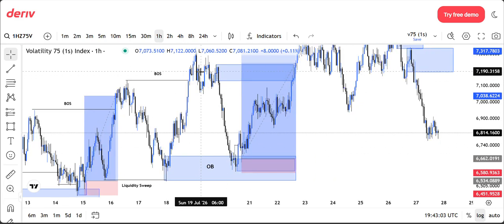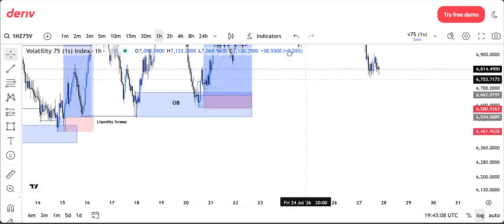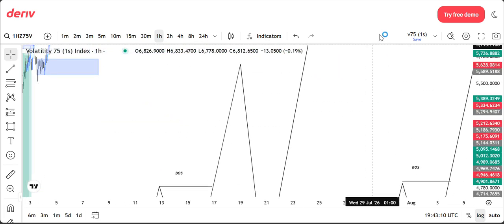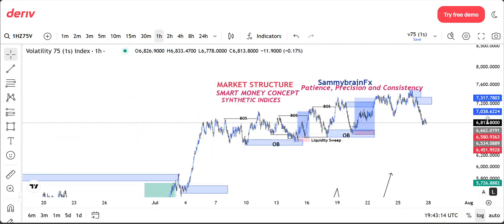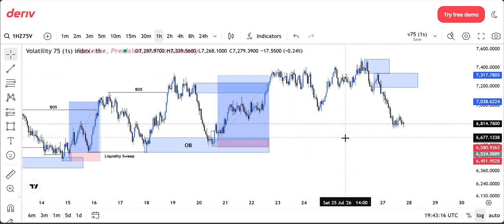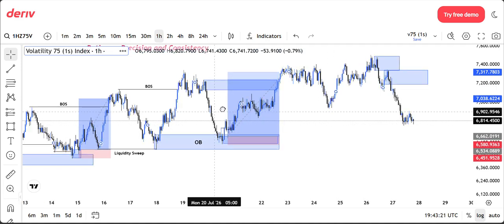Now you see this particular model, there's no inducement like we had here, just like we have in this first model where we don't have any inducements. So that's the same thing we're having here. There was no inducement in this particular model. So price broke structure, tapped into our zone. So the next thing we look for is our entry.